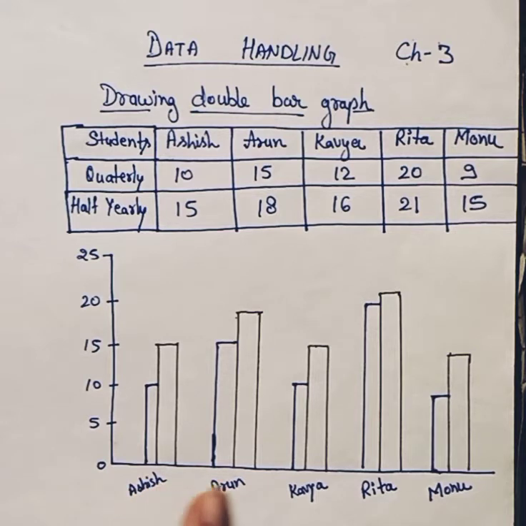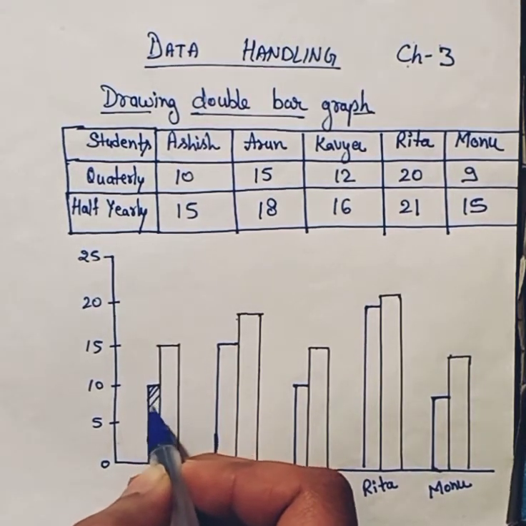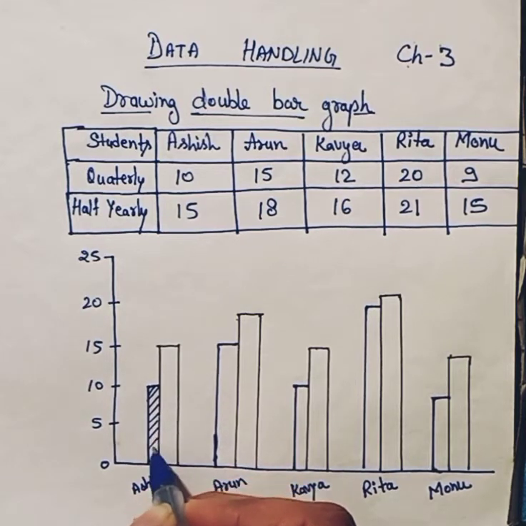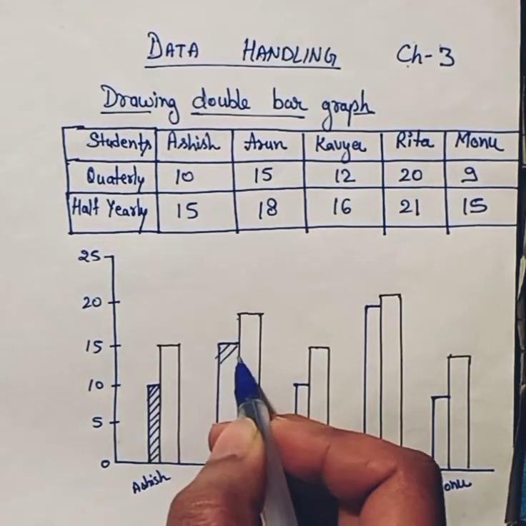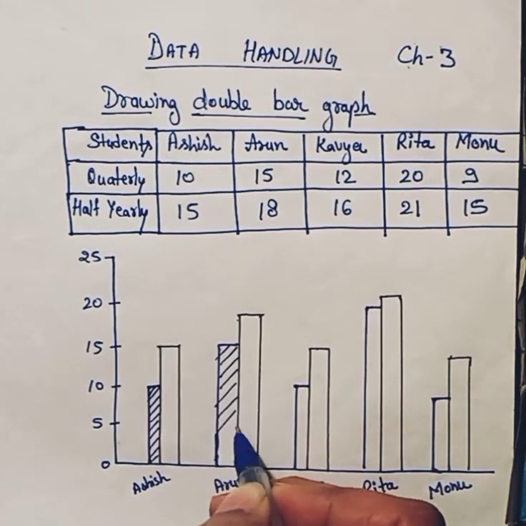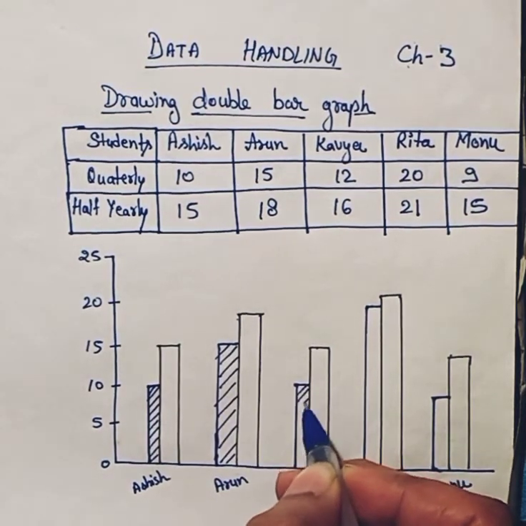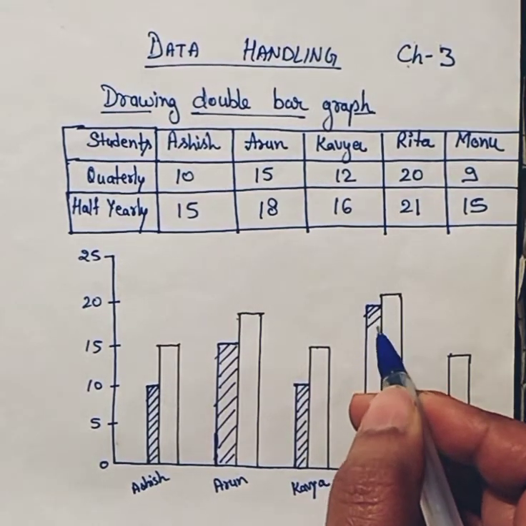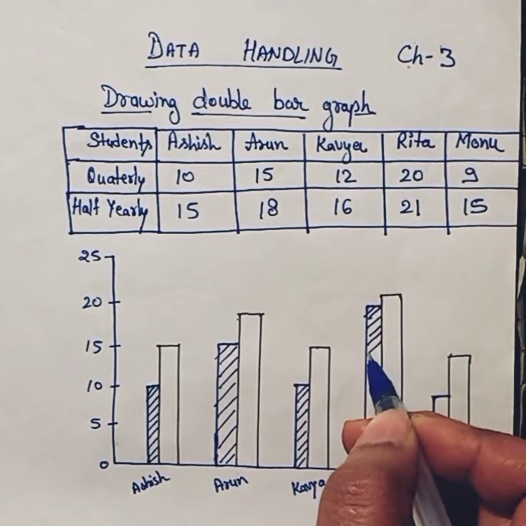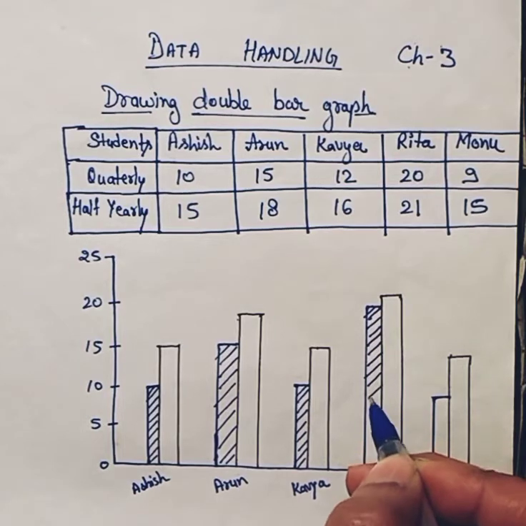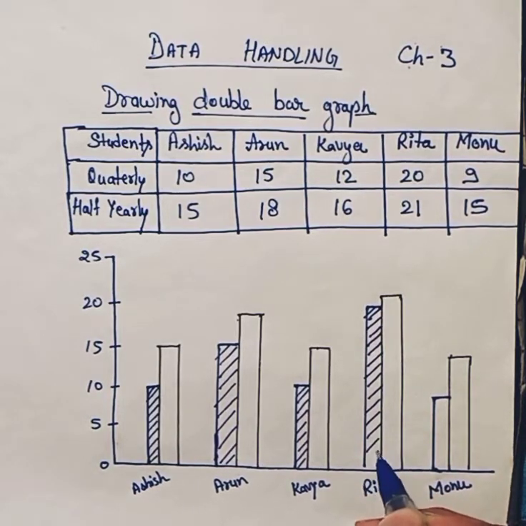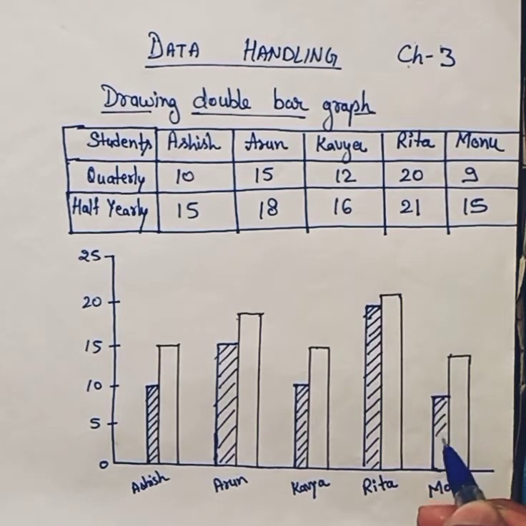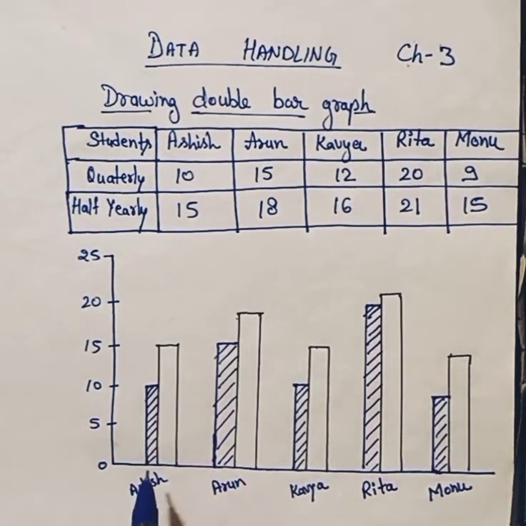First of all, you can see over here a plotting, and two colors are used. The first bar, which I am going to draw with a line pattern, is of blue color. And the second bar, which is a plain box, is drawn in black color. You can use any two different colors. Basically the main thing you need to remember is that you will use two different patterns to differentiate between the two graphs.